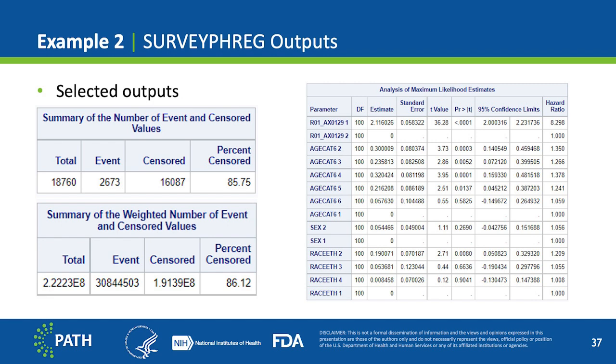Now, let's look at some results. The first one is similar to what we have seen in PROC SURVEYPHREG. It summarizes the number of events and censored values, in addition to the weighted counts. If you recall the first example, we saw a big difference between the weighted and unweighted percent of censored cases. But this time, these 2 numbers are pretty close. Now, let's look at the parameter estimates in our model.